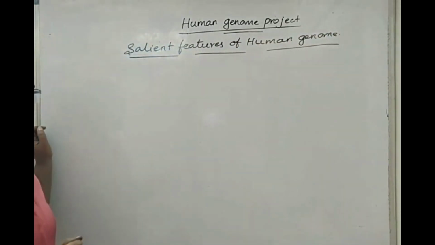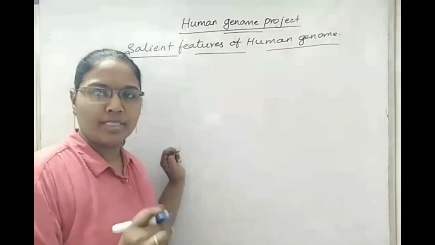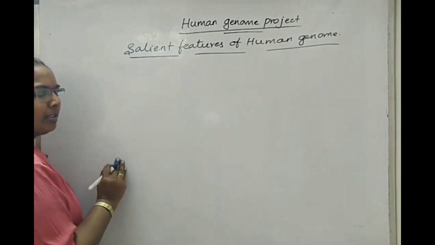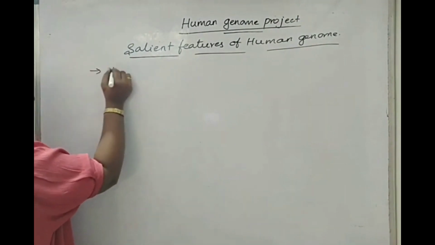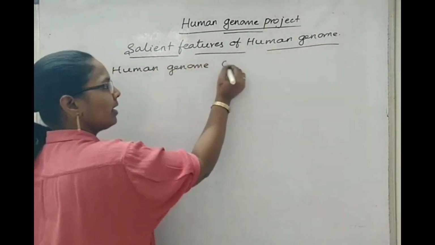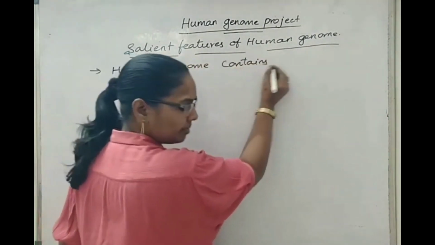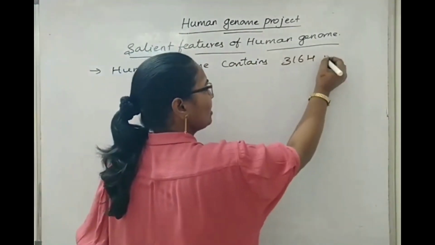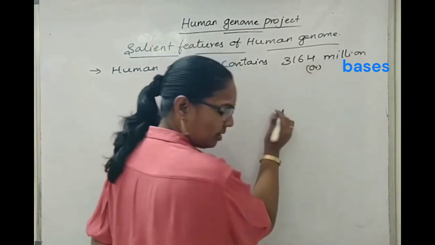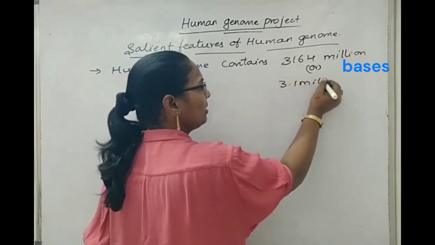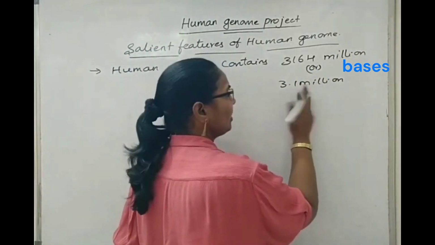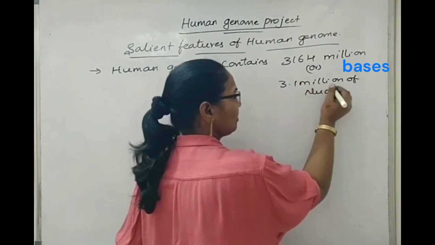Human genome, how many base pairs does it contain? We said that it will be 3 billion in number. So coming to the number of nucleotides, the human genome contains approximately 3.1 million nucleotides.